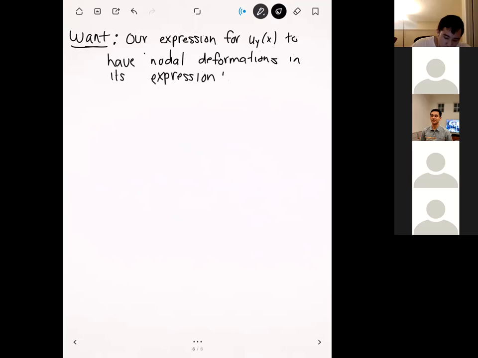And remember, our nodal deformations here, we have 4 of them. And so we have U1y, U2y, theta 1, and theta 2, okay? And so these are the transverse displacements at the 2 nodes, 1 and 2, and also the rotations at nodes 1 and 2, okay? And so in order to make sure that we get these inside UI, we're going to apply the following conditions on UI.